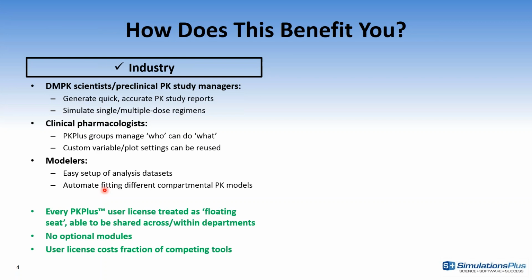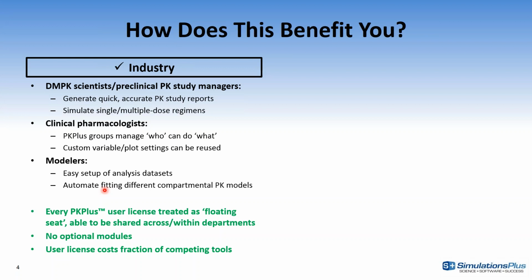And for industry, from a licensing perspective, every PKPlus user license is treated as a floating seat. No ifs, ands, or buts about it. You don't have to specify to us who would be part of a group that might be sharing a license. IT installs the software, and then anybody at your site who has interest in using it does a local installation and connects to that network server environment. So this can be shared across or within departments.